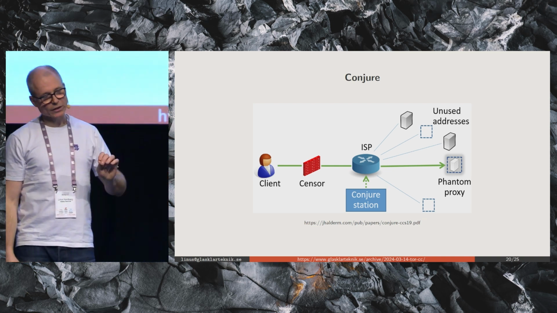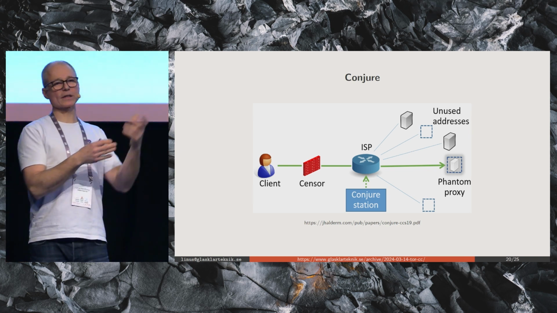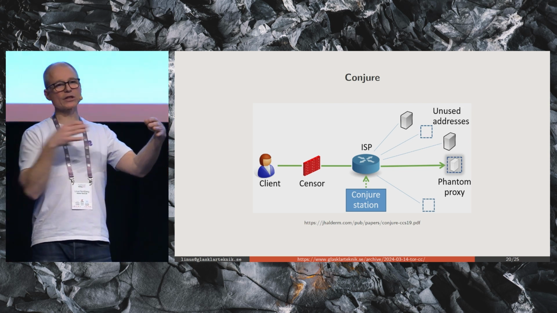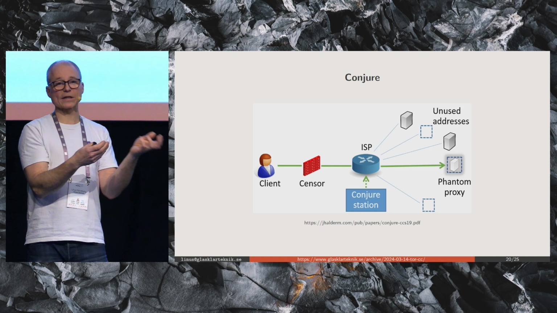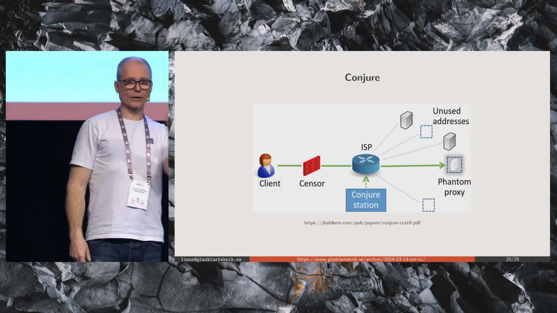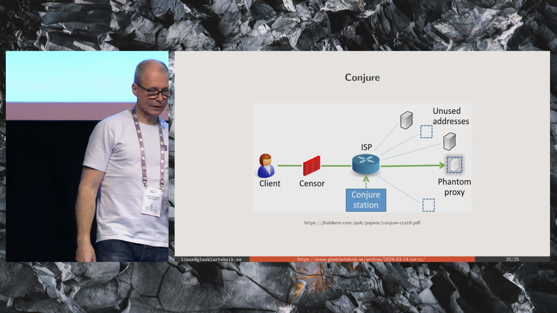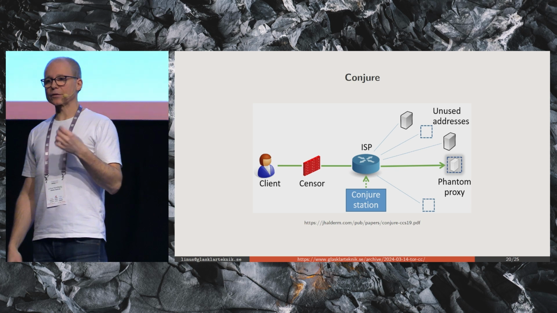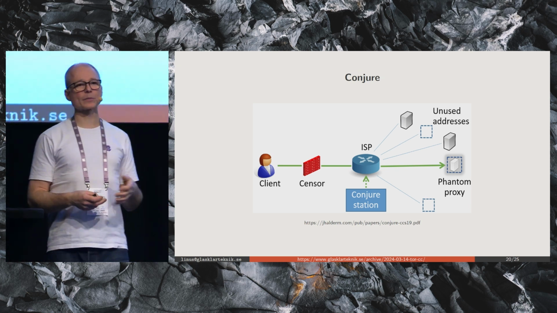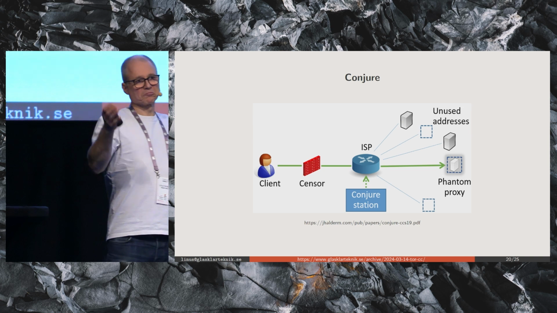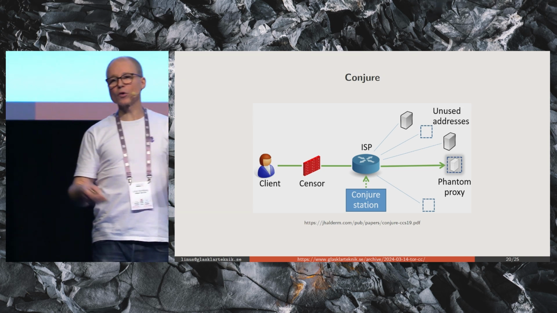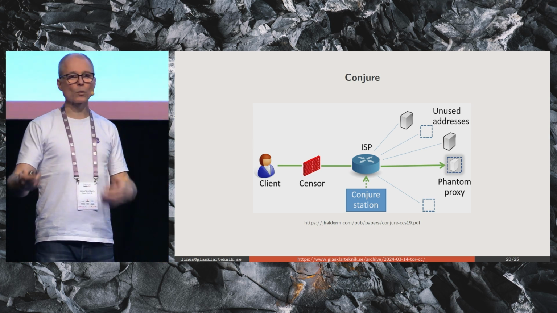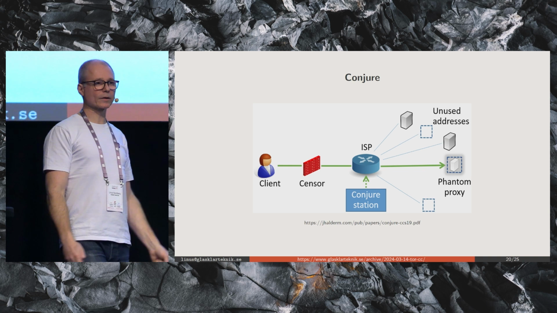So Conjure Station is totally passive, and when it sees the sign that someone wants to talk to something that is not actually the thing it looks like, it hijacks that session basically and runs it towards the address that the user wants to go to, the blocked address. And it does that by utilizing non-used address space. If you happen to have some address space that is not fully utilized, you might have lots of addresses and not all of them used. Maybe you can use some of those unused ones for this purpose. That's a great way to compensate for not using all the scarce resources.